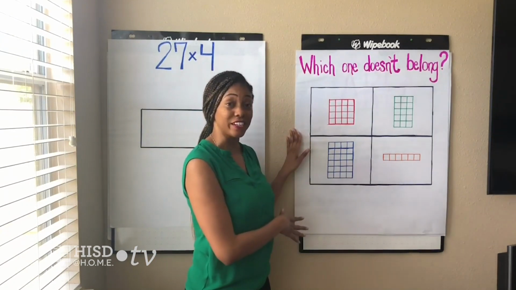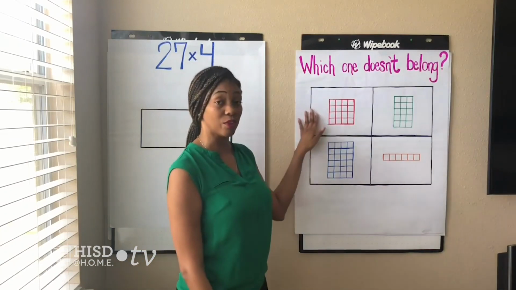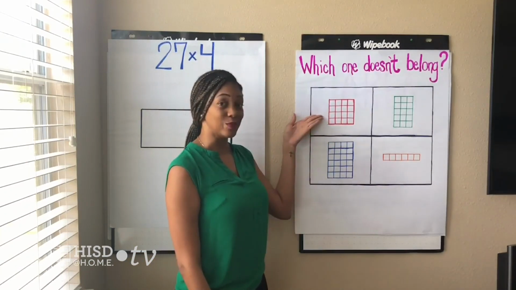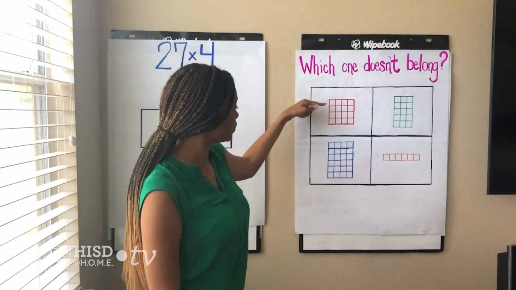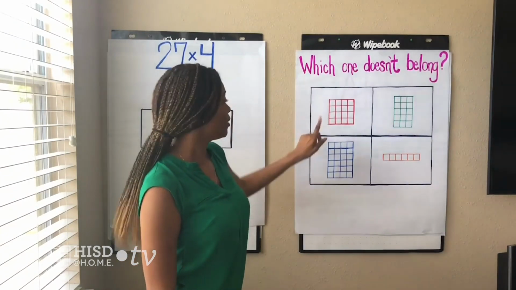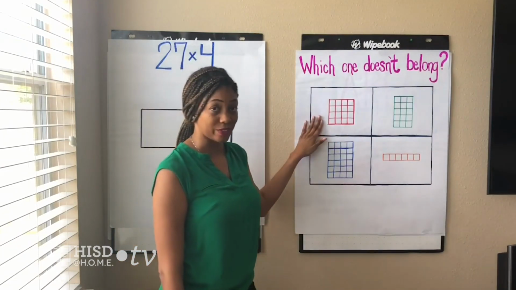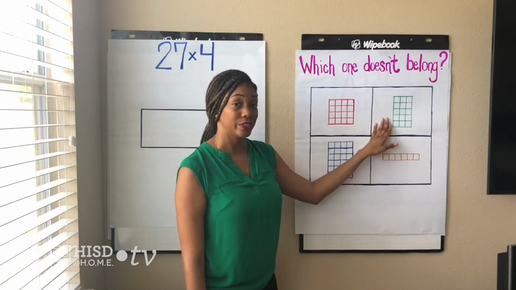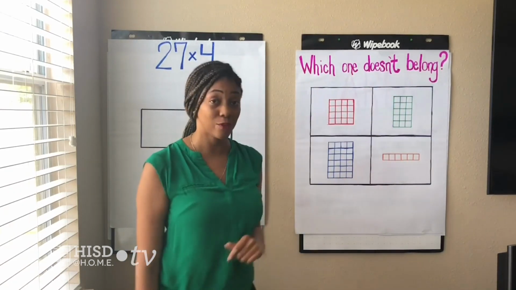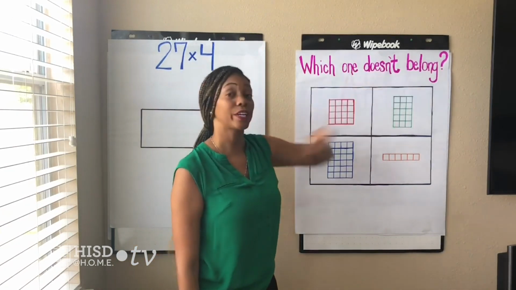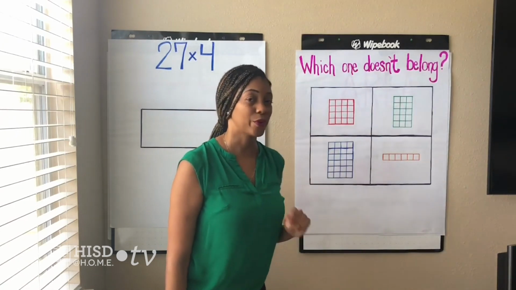We have 4 models here, and all of these models have rows and columns. I'm going to start with the first one, the red model. I noticed that it has 4 rows, 1, 2, 3, 4, and 4 columns, 1, 2, 3, 4. So that's the first model. Now I'm going to go to the green model. In my green model, there are 1, 2, 3, 4, 5 rows and only 3 columns. So there are 5 rows and 3 columns with the green model.